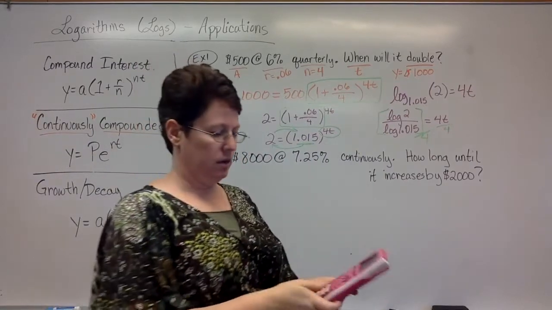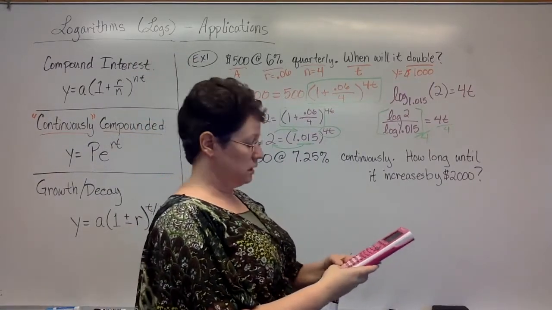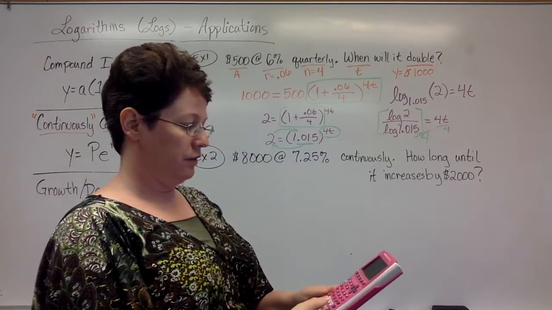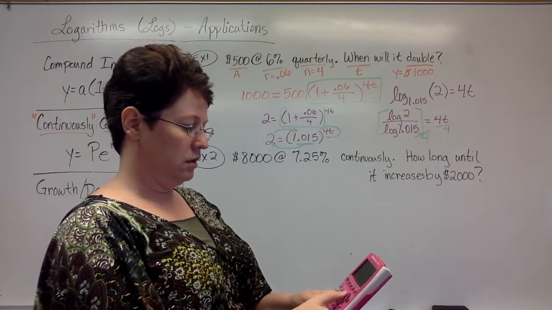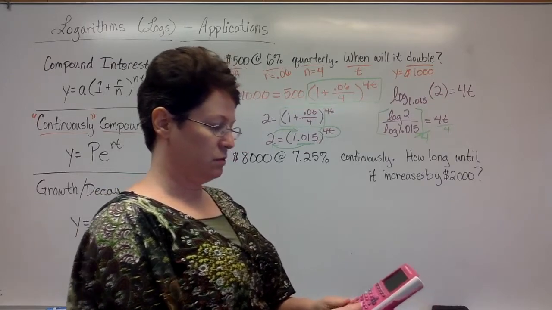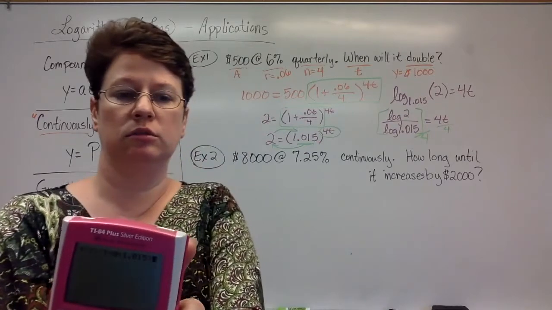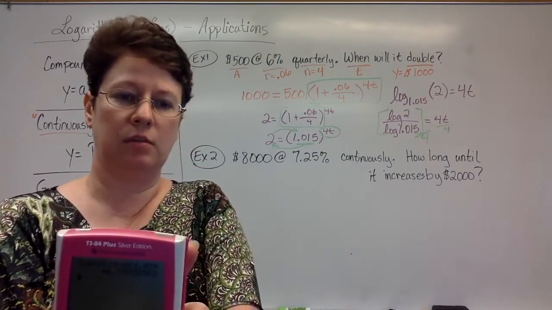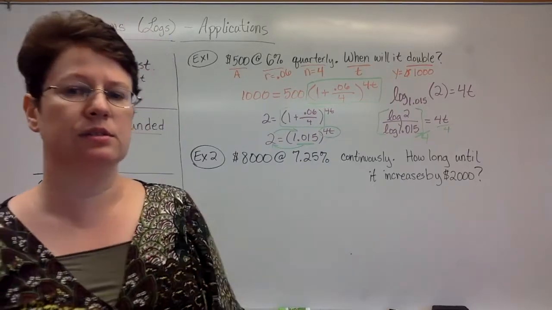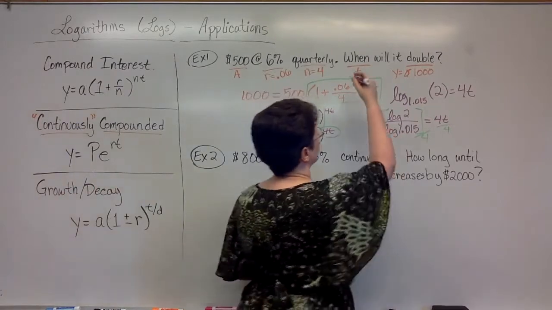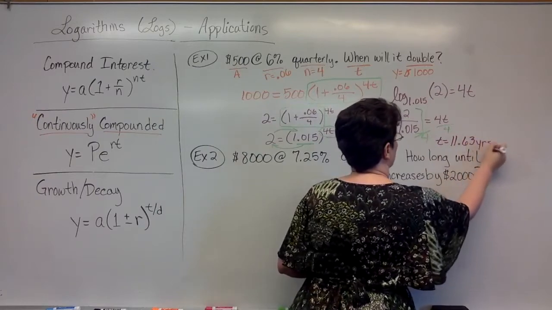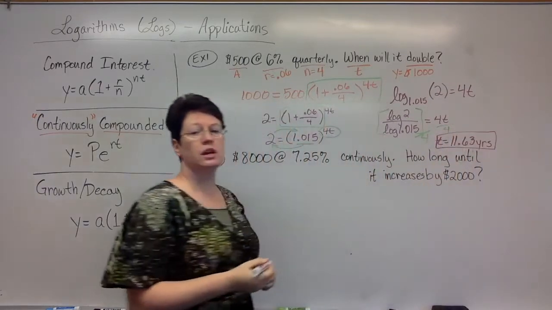So, on the calculator, I'm going to do log of 2, close my parenthesis, divided by log 1.015. Close my parenthesis, hit enter. Now, divide it by 4. What do we get? 11.63. Okay, so time. When will it double? It will double in 11.63 years. That's how long it will take to double.